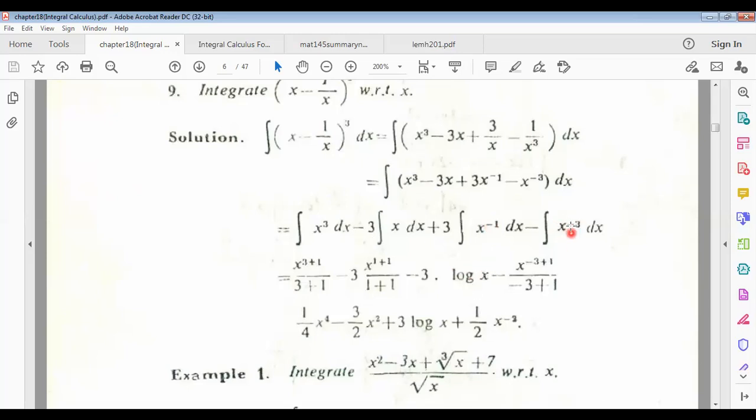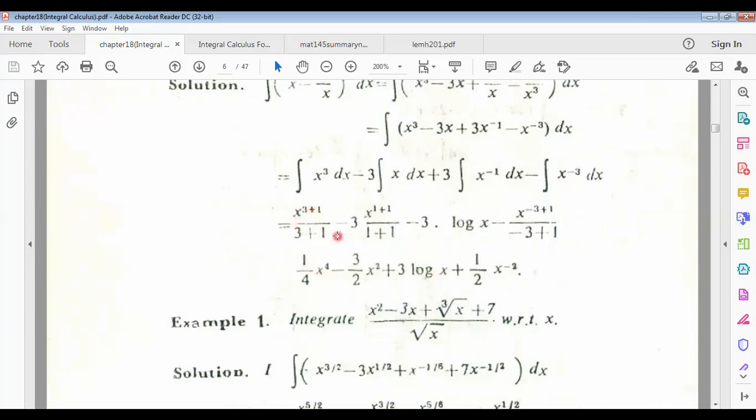Similarly, using the power rule, n equals minus 3 here, x to the minus 3 plus 1 divided by minus 3 plus 1. So we get x to the power 4 divided by 4.